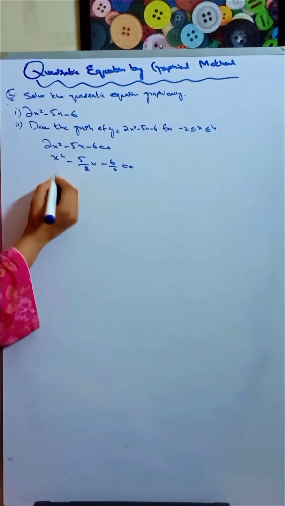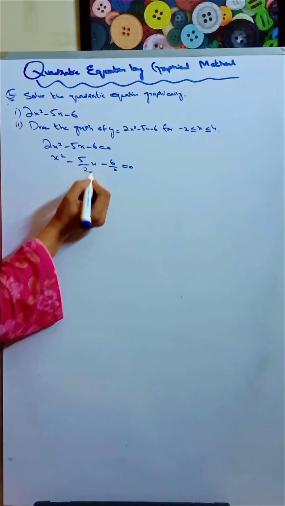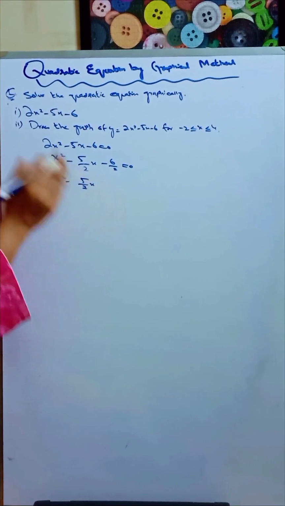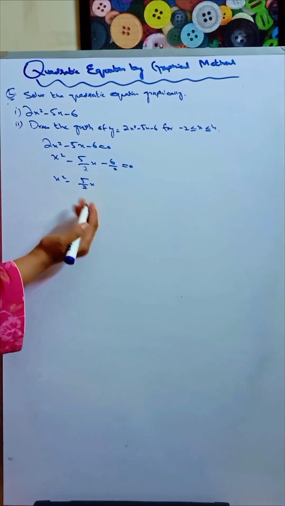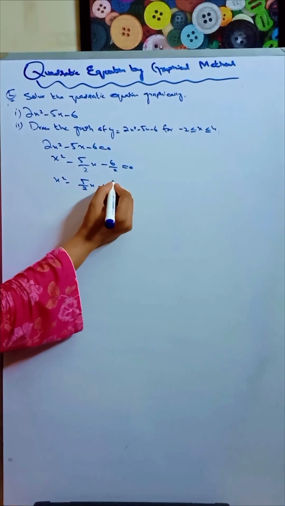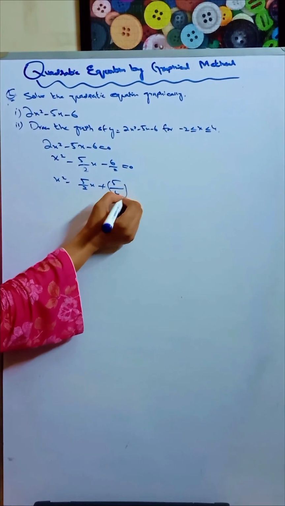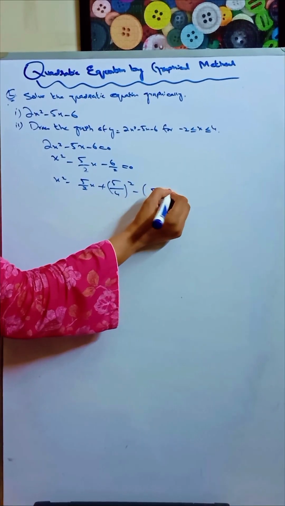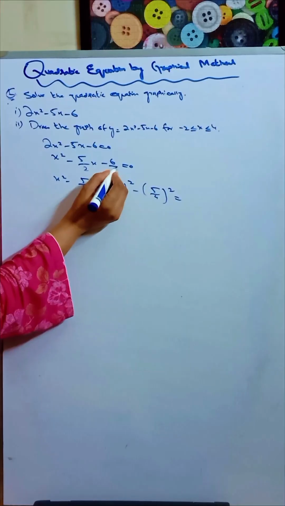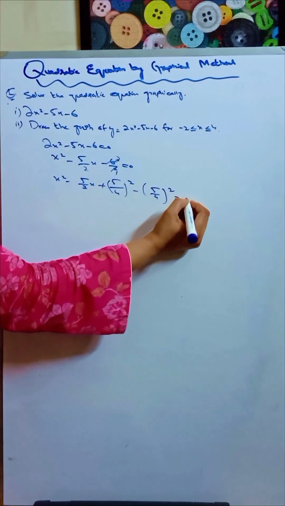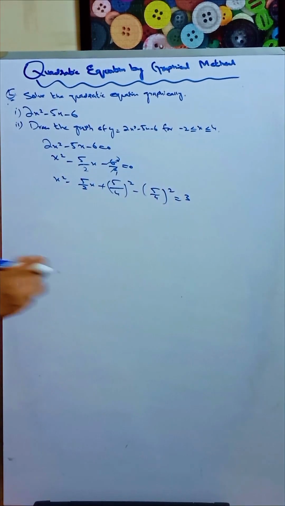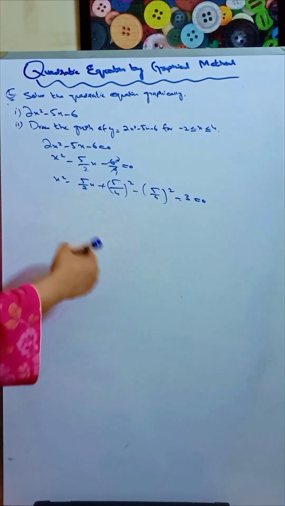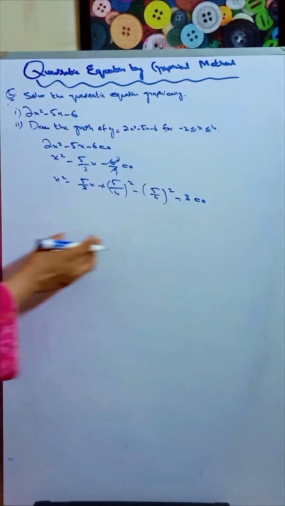Alright, this is 2. Let me clear. Next, x square minus 5 by 2 x. Next, what do we do? Half the coefficient of x, plus 5 by 4 whole square. One time add, one time subtract 5 by 4 whole square, equals 6 by 2 which becomes 3. For your convenience, I write like that. Minus 3, then equal to 0. Alright, next step we move towards the right hand side.